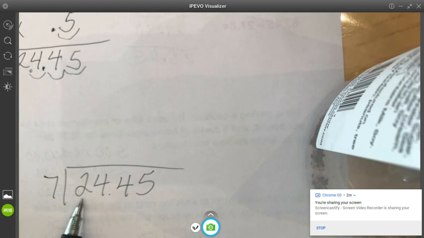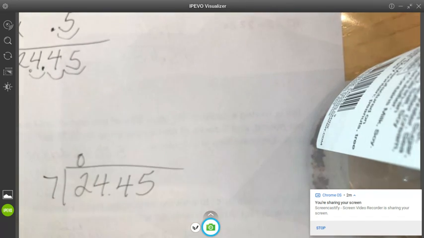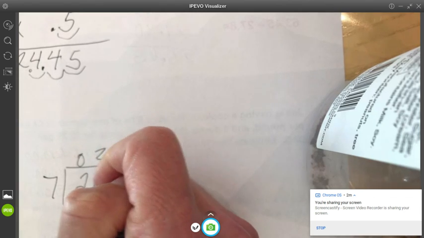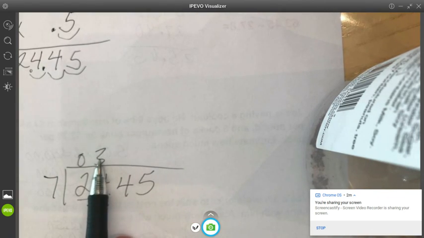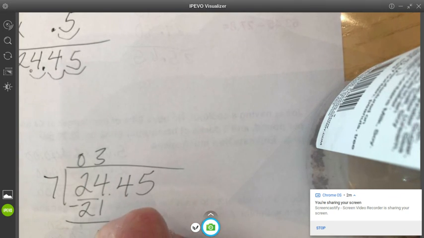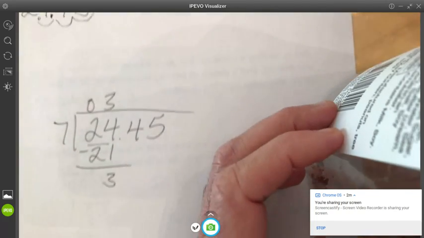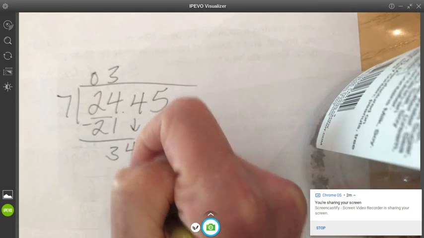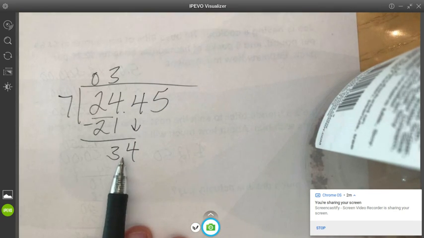All right, 7 into 2. That's a 0. You can leave it blank, or you can put a 0 if you want. So 7 won't go into 2, so you hook it up with 24. 7 into 24 goes 3 times. Multiply. 3 times 7 is 21. Subtract, you get 3. All right? Bring down your next number. And now you've got 34.